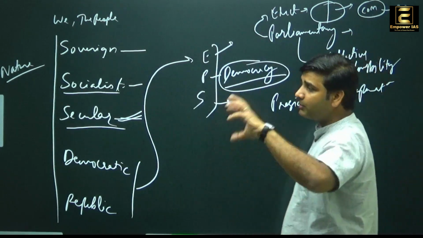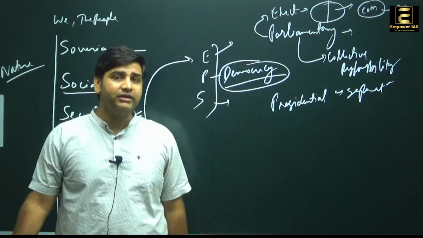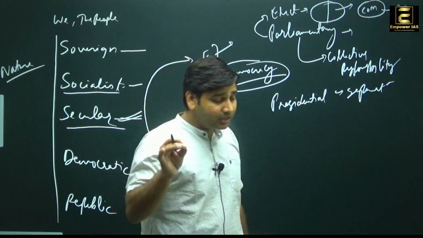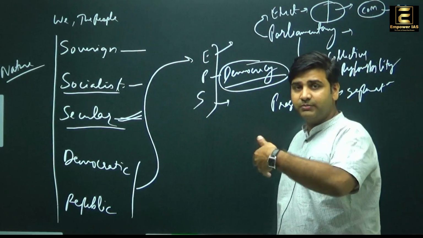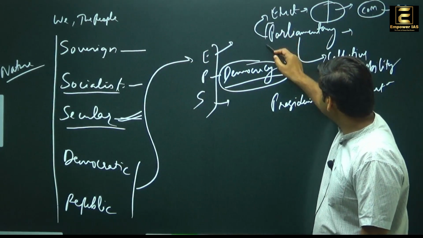Somebody who is coming from outside, that means the person is not a member of parliament, if they are part of the council of ministers, they have to become a member of parliament within 6 months, or else their post will be terminated. So the parliamentary form of government is followed in India.